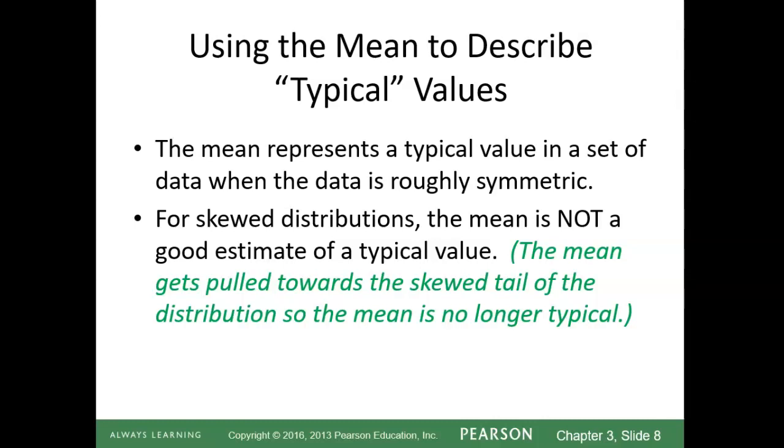So in a symmetric set of data, though, the mean does represent a typical value. For skewed distributions, it's not a good estimate of typical value, although it's certainly not without meaning. But what happens is the mean gets pulled towards that long tail, because when you average the data in, certainly those large numbers are going to have an impact.